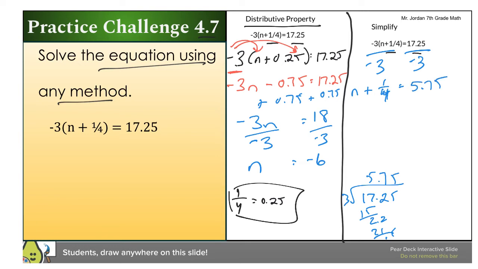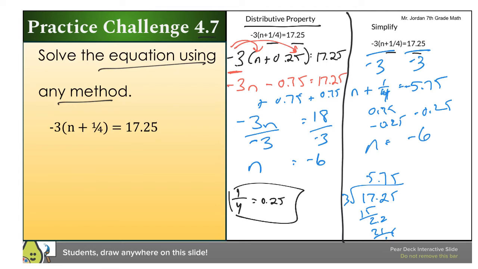And then I change the 1/4 to 0.25. And it's negative, so it's going to be negative 0.75. So I'm going to have to subtract 0.25 from both sides. So n is equal to minus 6.